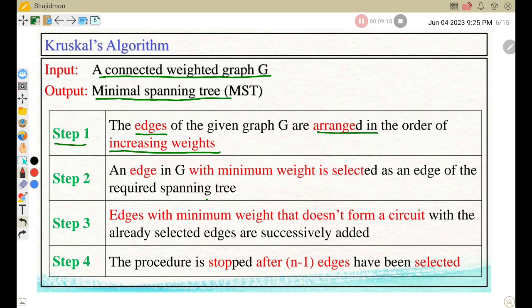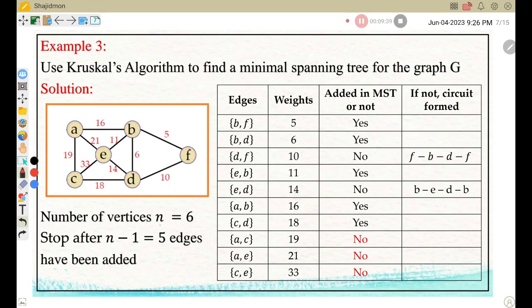Now this algorithm has one stopping condition. The procedure will stop after n-1 edges are selected. When n-1 edges are already selected, this algorithm will stop. N means number of vertices. Number of vertices minus 1 edges have been selected. For example, in this question, how many vertices are there? N value equal to 6. Correct? So n-1 means 5. 6 minus 1, that is 5. So how many edges should be added into the minimal spanning tree?